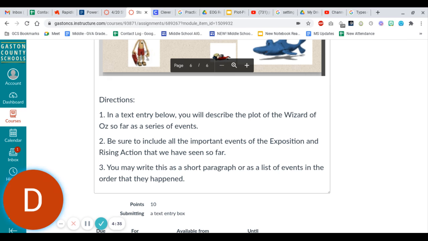Tell me the big events that have happened in our plot in a series of actions, in a series of events, so that you go from the beginning to where we are now. You can write this as a short paragraph or as a list of events. Just make sure it's in the correct order and only give me the big items, not the little details.